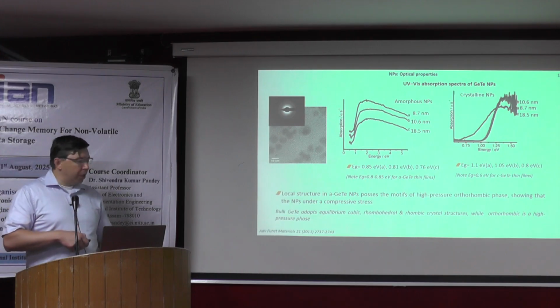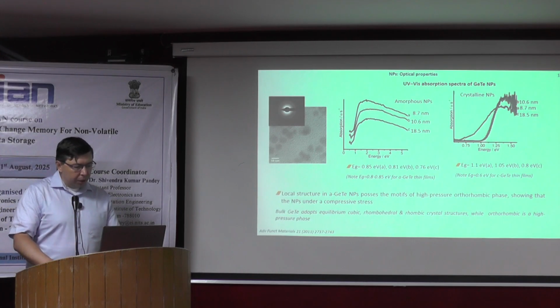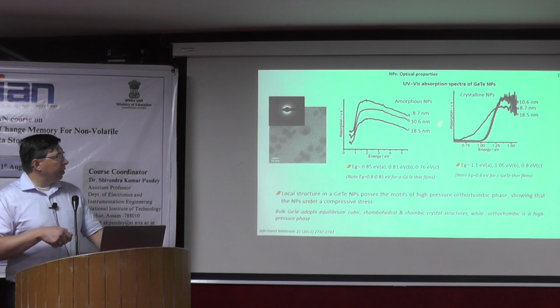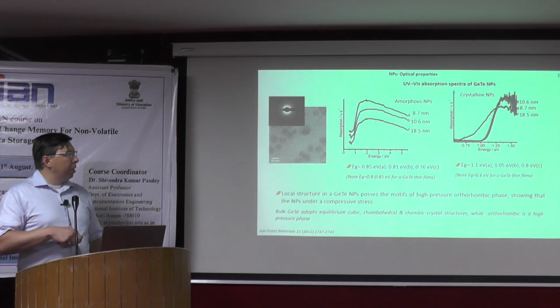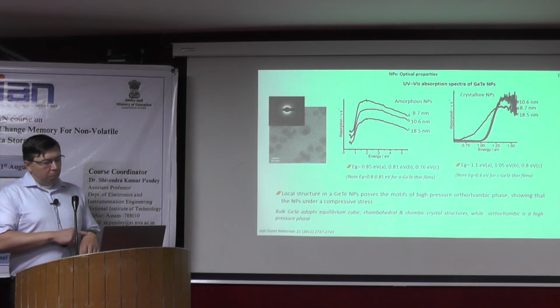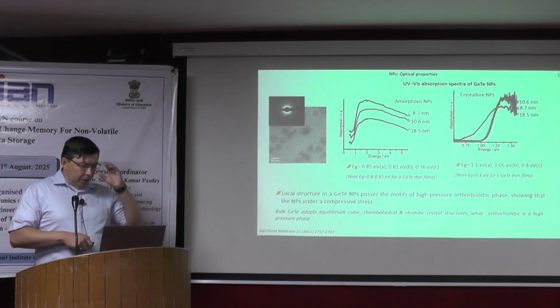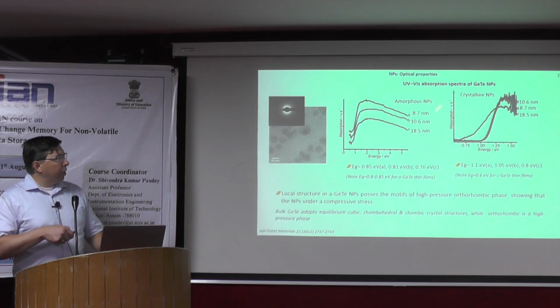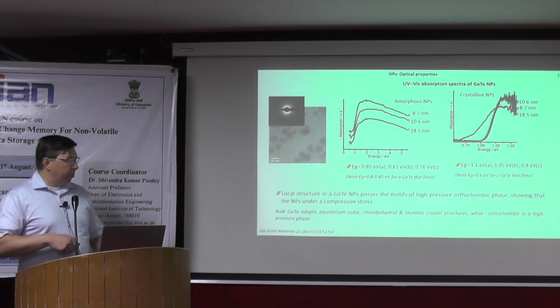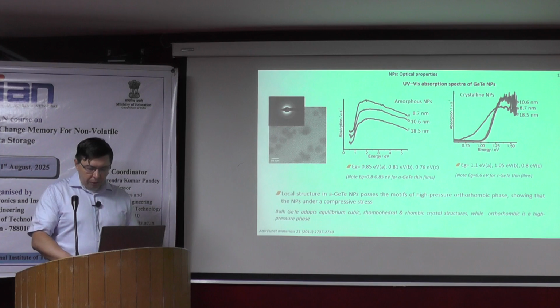They also studied the local structure of amorphous germanium telluride nanoparticles, and they found that such nanoparticles possess the motif of the high pressure orthorhombic phase, and this shows that the nanoparticles are under compressive stress. So we already know that crystalline germanium telluride adopts structures like cubic, rhombohedral, and orthorhombic, and this rhombohedral alpha germanium telluride is used for phase change.